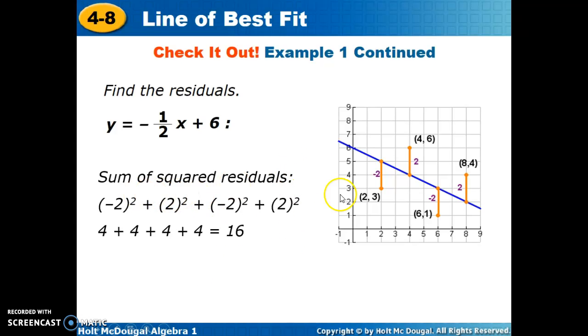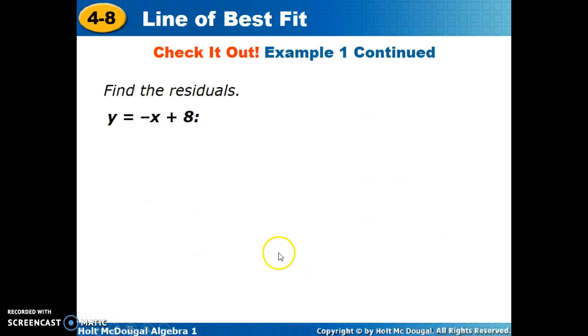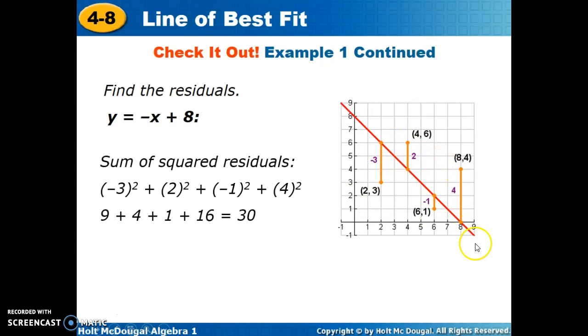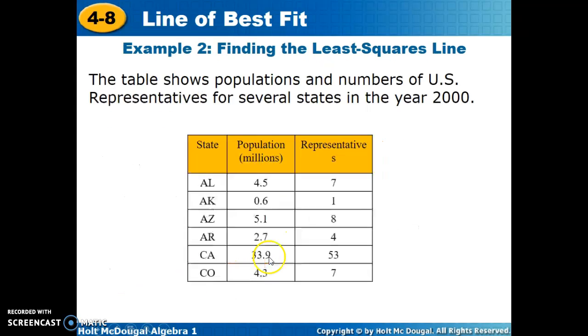So you guys, we take the first line, distances -2, positive 2, negative 2, positive 2. We take the sum of those squares, add them up to get 16. Let's take the second line. We see the residuals of negative 3, 2, negative 1, and 4. Adding those squares together, we see 30. Comparing the 16 to 30, we can see that the first line is the better fit.